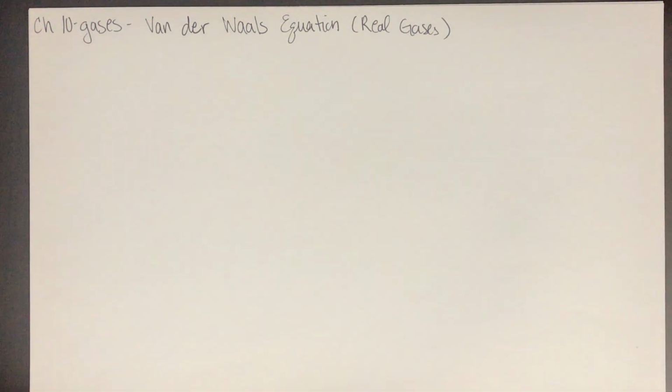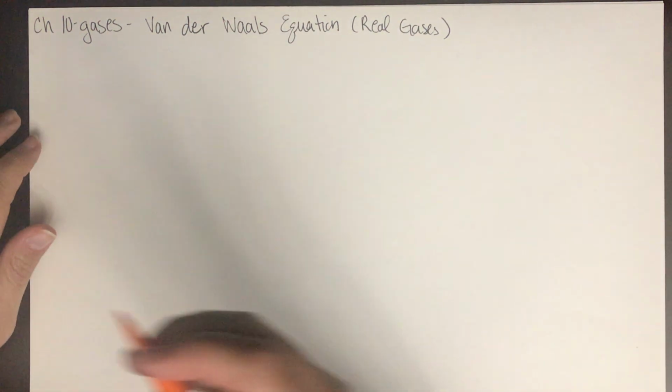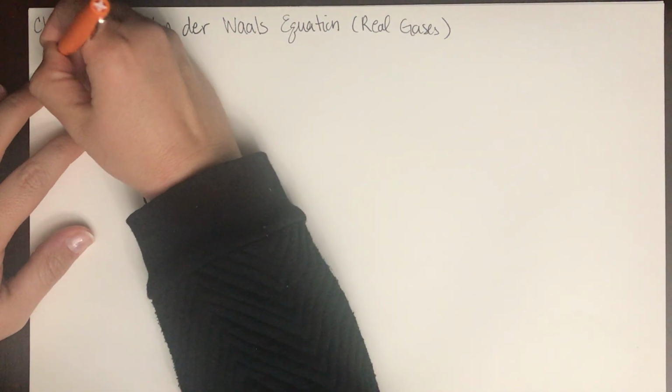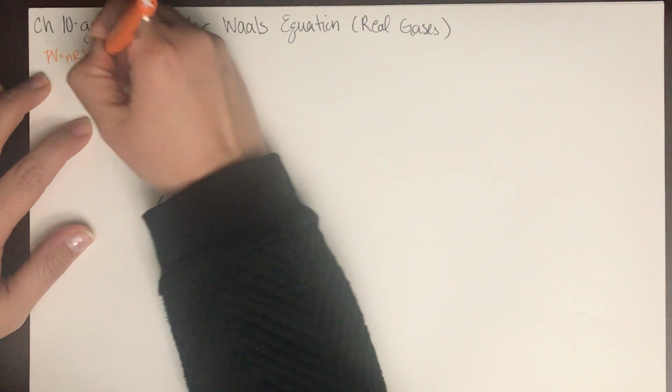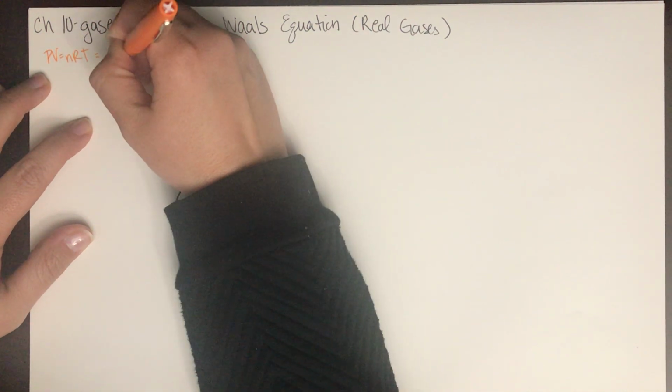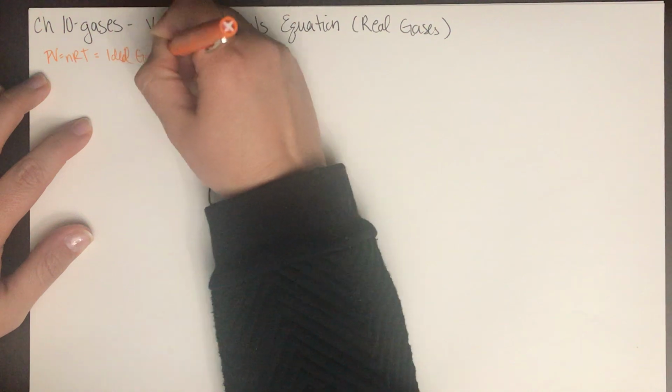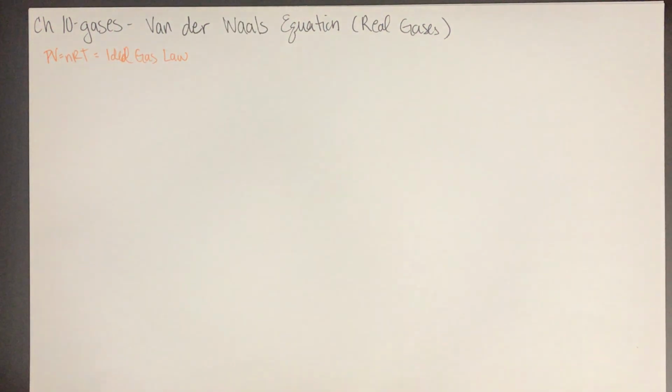Okay, we're going to talk about something called the van der Waals equation. So we have the ideal gas equation. Let's look at that. The ideal gas law is PV equals nRT.